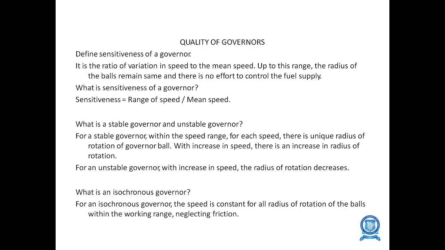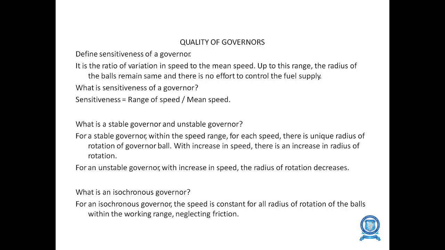First is the sensitiveness of the governor. It is a ratio of variation of speed to the mean speed. Up to this range, the radius of balls remains the same and there is no effort to control the fuel supply. What is sensitiveness of the governor? Sensitiveness is a ratio of range of speed to the mean speed.